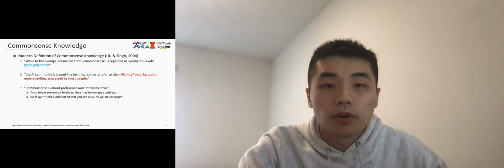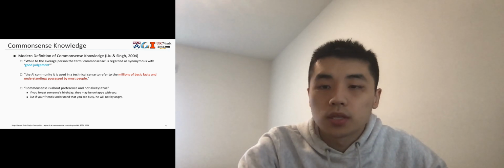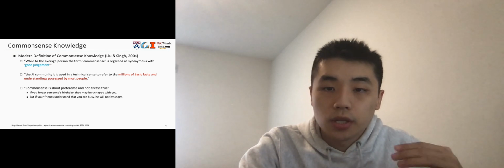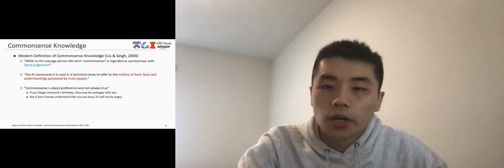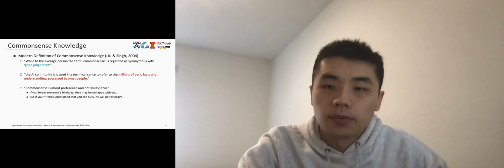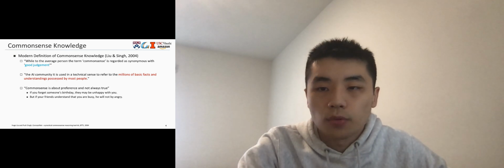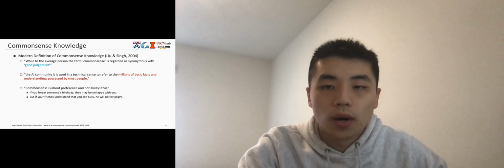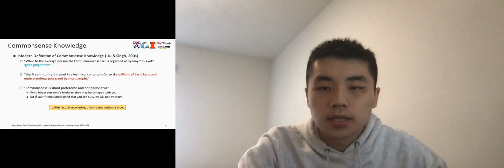Different from factual knowledge, like Obama was the president of the United States, which is always correct, common sense knowledge is not. For example, if you forget someone's birthday, they may be unhappy with you. But if this person is your friend and he really understands that you are very busy these days, he won't get angry. From these examples, we can see that common sense is about preference.